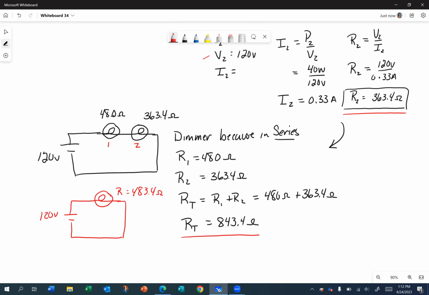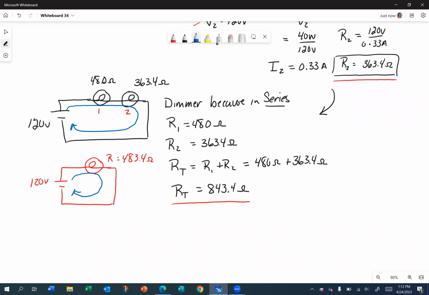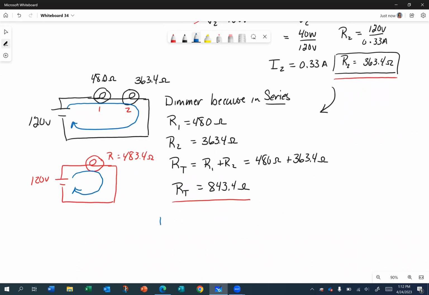So now the question becomes, how much current comes out of here? Because that current that comes out must go through each of the bulbs, right? So the question is, how much current is coming through each one? And what we can recognize is I total is going to equal I1, and that's also going to equal I2 because it's in series.